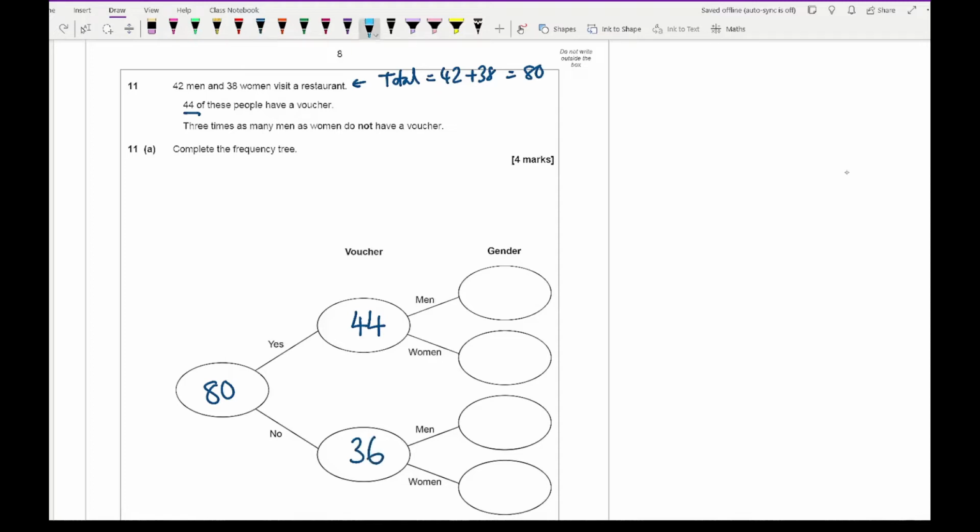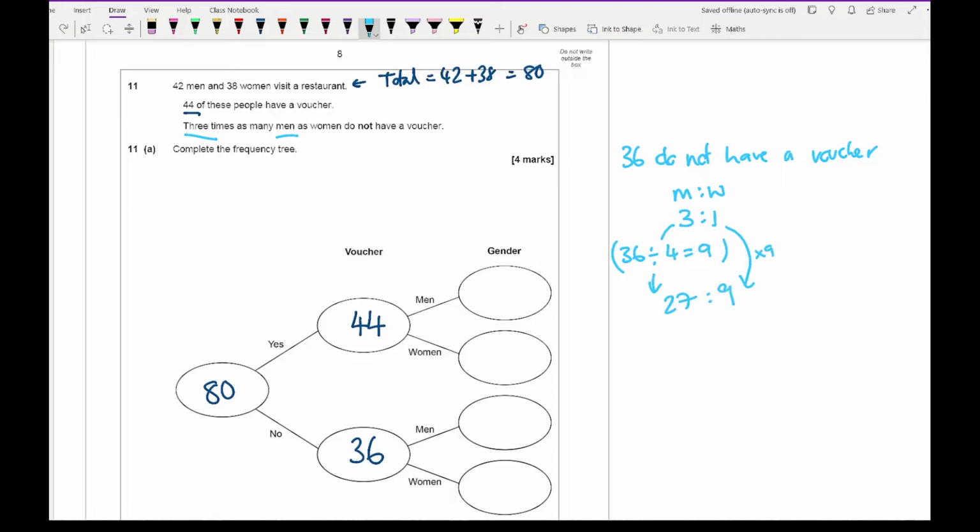Now the next thing I need to do is use this information. It says that 3 times as many men as women do not have a voucher. So 36 do not have a voucher, and we've got the ratio of men to women of this 36 as being 3 to 1. So here 36 divided by 4 gives me 9. So therefore I've got 3 times 9, which is 27, and 1 times 9, which is 9. So that means in terms of the men and the women, that's going to be 27, and that is going to be 9.